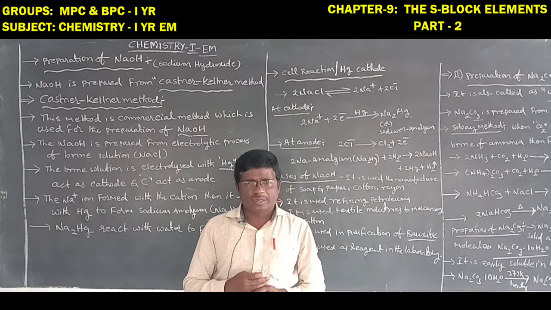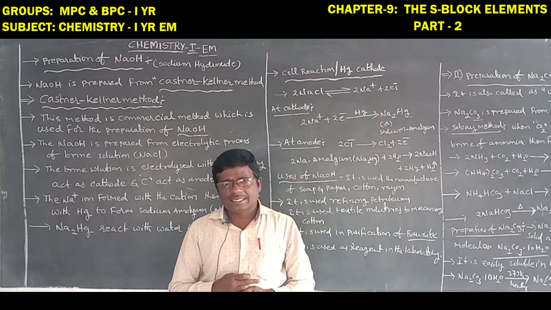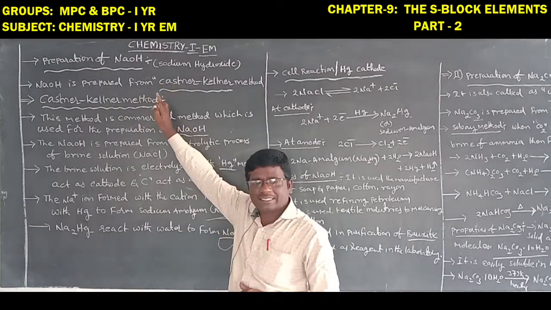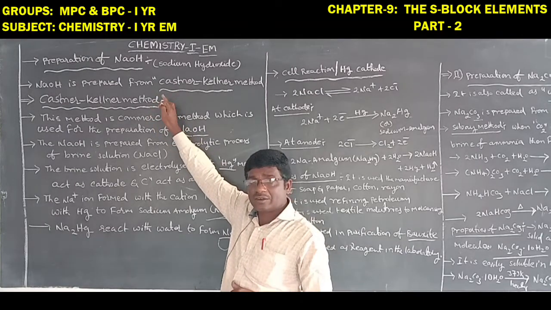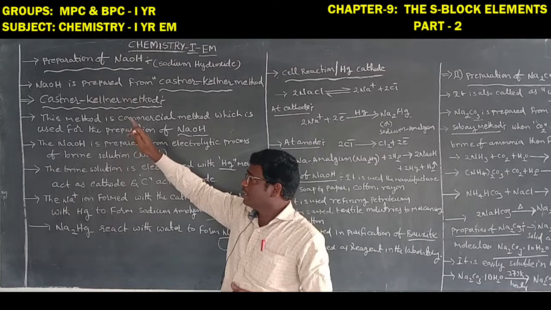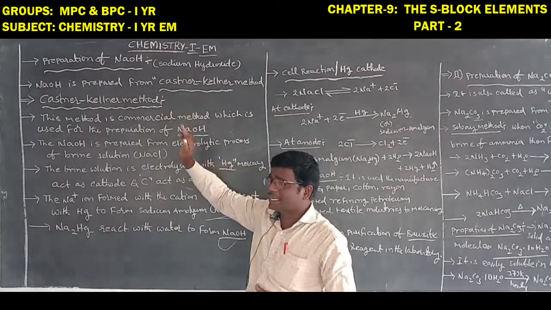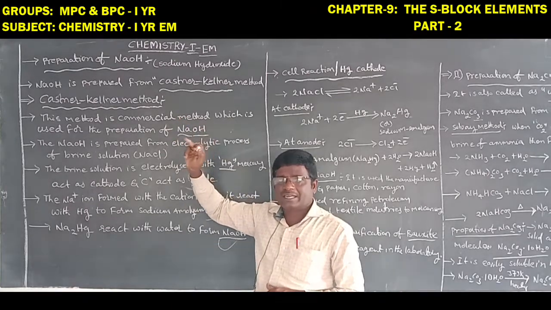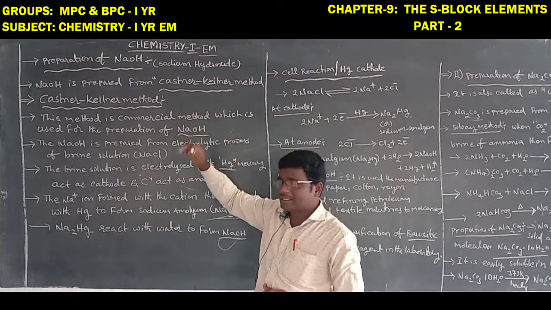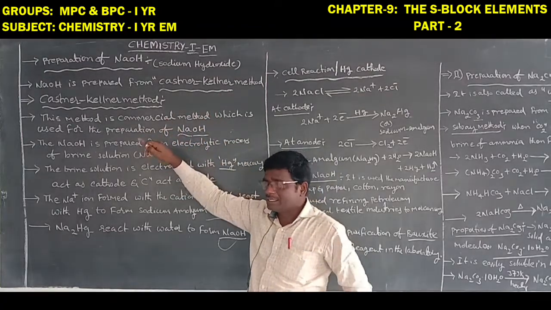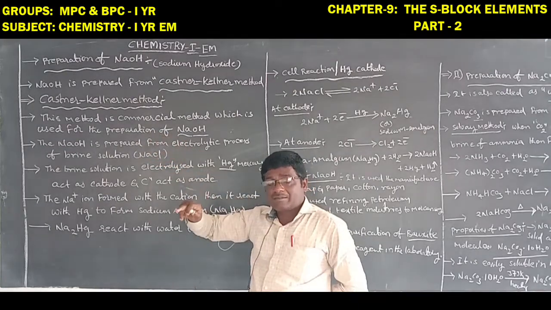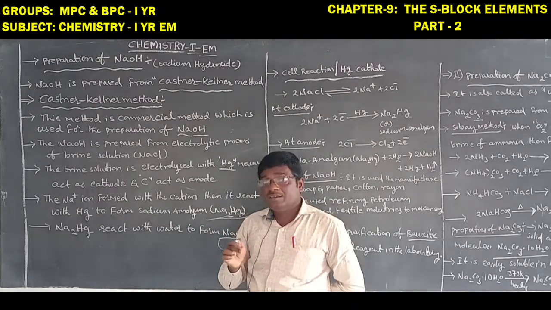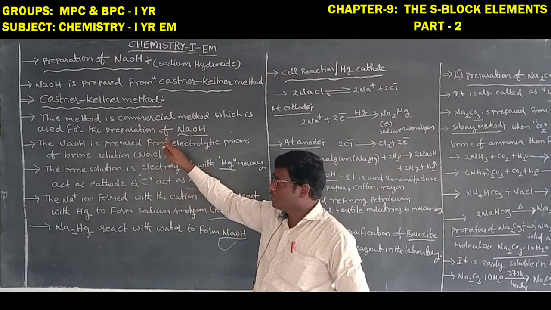Once again, sodium hydroxide is also called caustic soda. Its general formula is NaOH. Sodium hydroxide is prepared by the Castner-Kellner method. The Castner-Kellner method is also known as the commercial method, which is used for the preparation of sodium hydroxide.